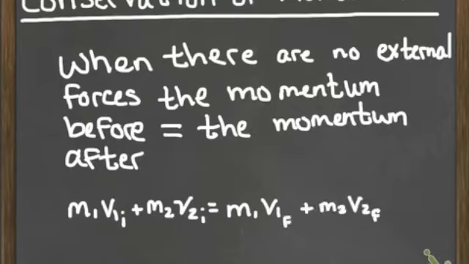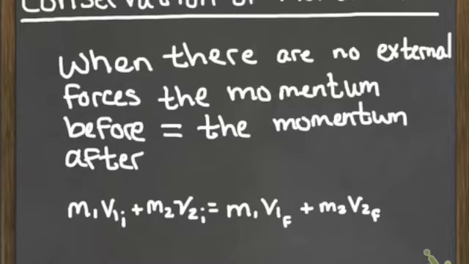Now the equation, this is the equation that they give you on the formula chart. Here it is. It says mass 1 times velocity 1 initial plus mass 2 times velocity 2 initial is equal to the mass 1 times the velocity 1 final plus the mass 2 times velocity 2 final. And that's a big, long, massive equation, and I know it's pretty scary looking.